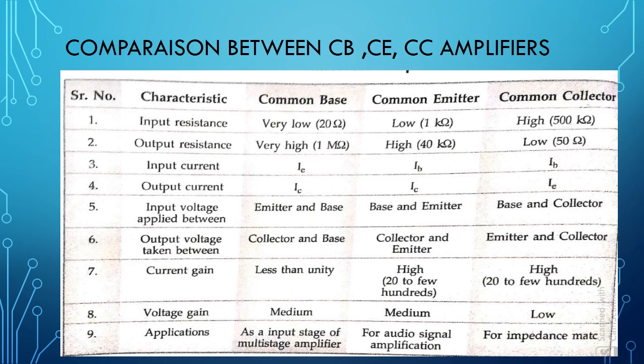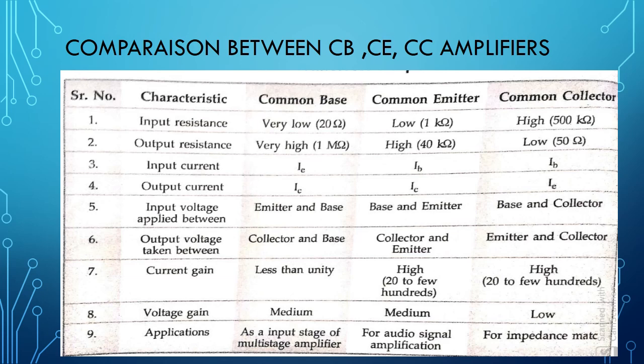Output current: in the common base the output is the collector, so the collector current IC acts as the output current. In the common emitter also the output terminal is the collector, so here also the output current is IC. And in the common collector, we take the output from the emitter terminal, so we can write that the output current is the emitter current IE.